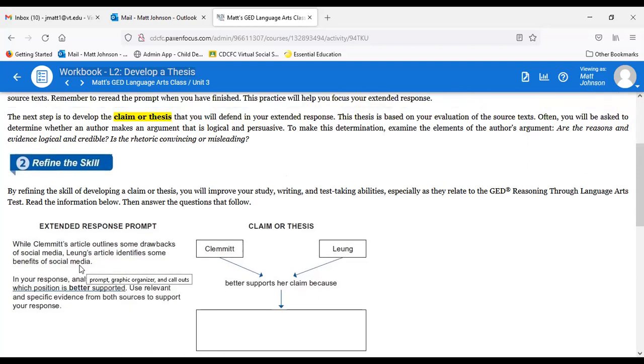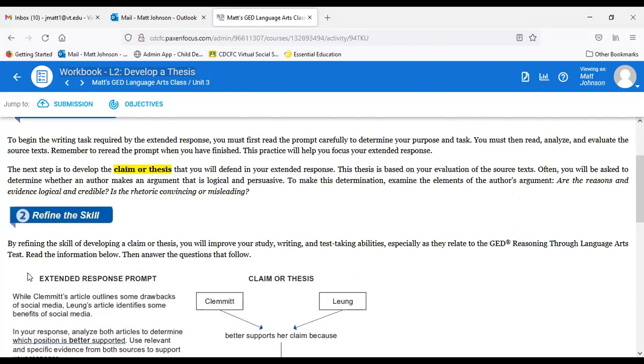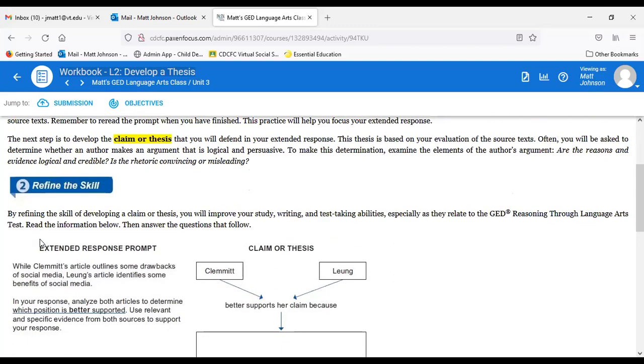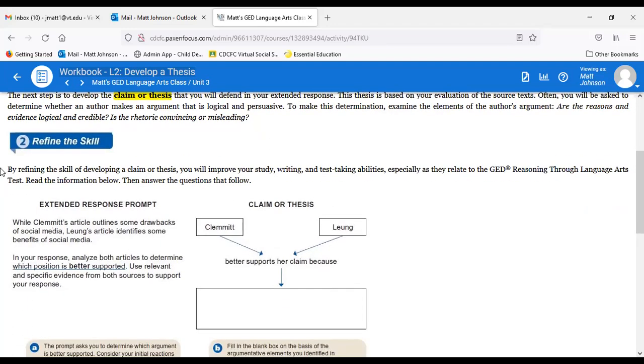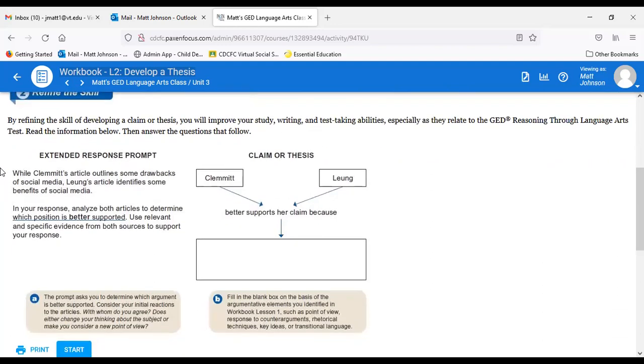Okay, and then it says here, so by refining the skill of developing claim or thesis, you will improve your study, writing, and test-taking ability, especially as they relate to the GED Reasoning Through Language Arts test. Read the information below, then answer the questions that follow, okay?